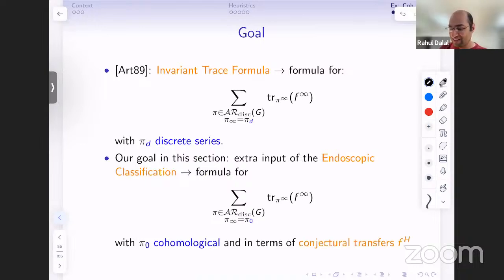And of course, this is going to be in terms of these conjectural transfers that are suggested by the endoscopic classification. So we're going to explain how to do this, leaving it in terms of these conjectural transfers. And then we're going to talk about some cases where you can work out enough information about these conjectural transfers to get an actual result. Okay, so that's our goal.